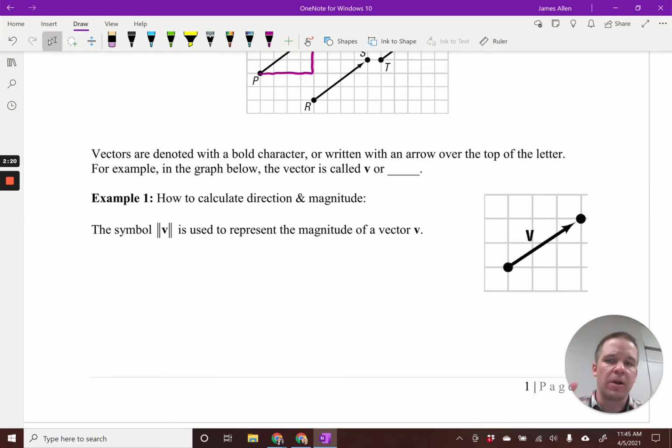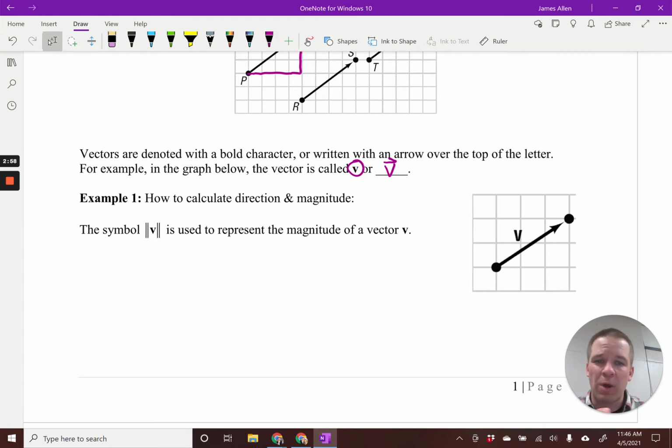All right, so vectors are either denoted with a bold character, see how that v down here is bold, or written with an arrow over the top of the letter. A lot of times just a single little arrow. So we can calculate the direction and the magnitude using math that we already know. We're bringing back some geometry with this one. The double absolute value bars, sometimes it's single absolute value bars, sometimes it's double. Different books use different notations, so be used to seeing either one. That represents our magnitude.